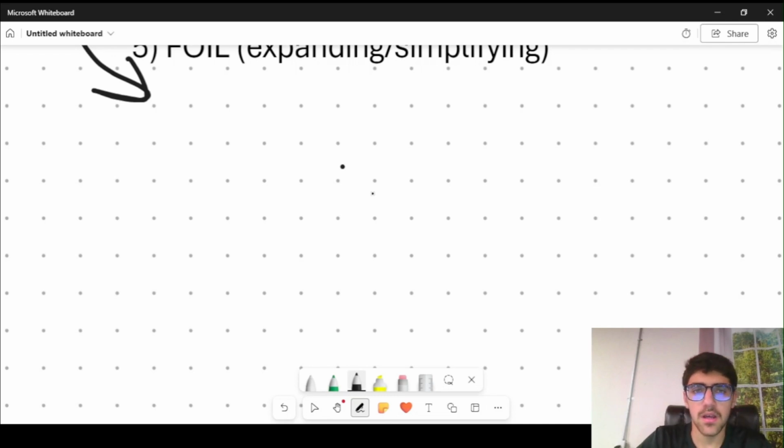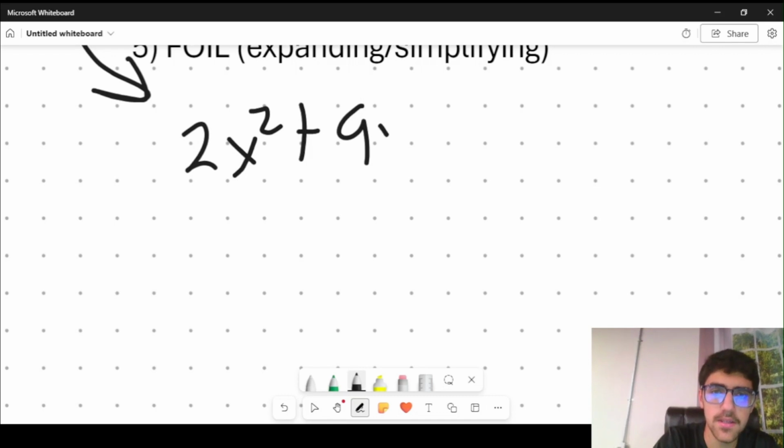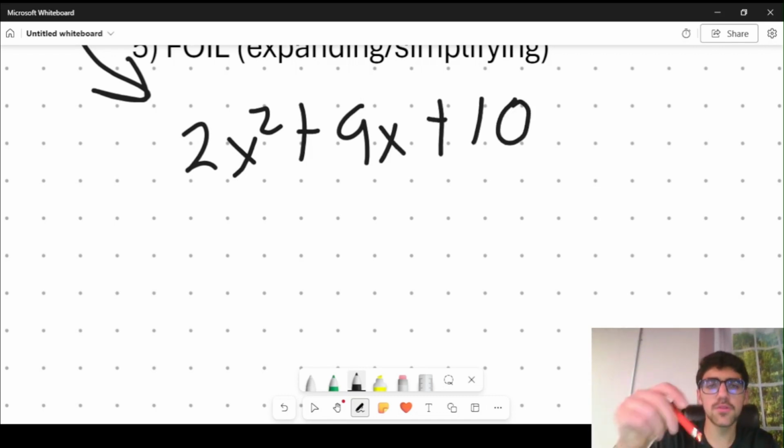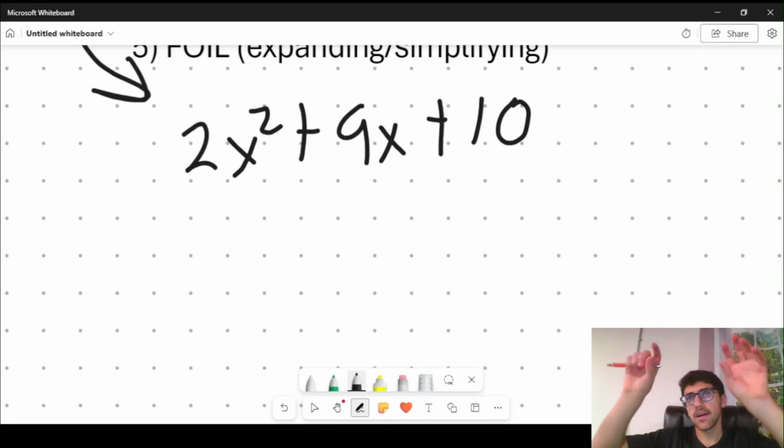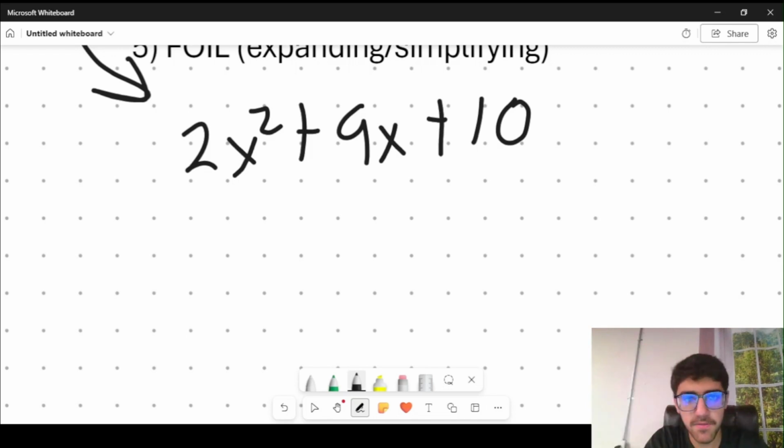Okay. So an example would be 2x squared plus 9x plus 10. To factor this, sometimes the solution is going to be expanded, two expressions multiplied. You would see what multiplies to make the coefficient of x squared times the number. So what multiplies to make 20?